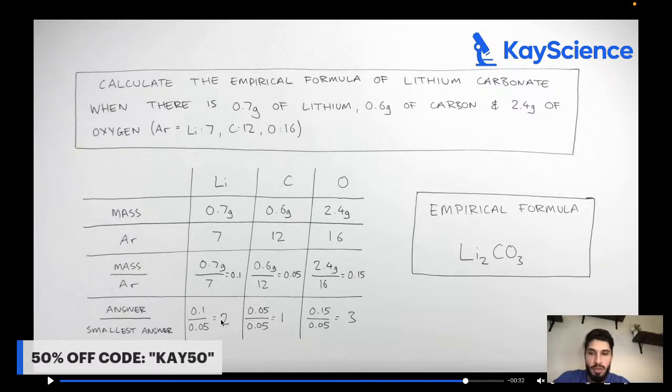So there are 2 atoms of lithium, 1 atom of carbon, and 3 atoms of oxygen, and you write it like this. If you just write there are 2 atoms of lithium, 1 atom of carbon, and 3 atoms of oxygen, you won't get the marks. Well done, Amma. You have to write the empirical formula to get the 3rd mark.